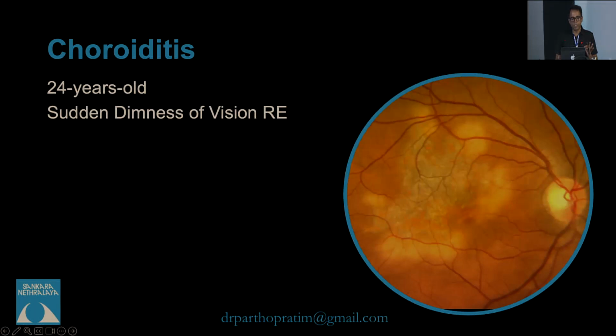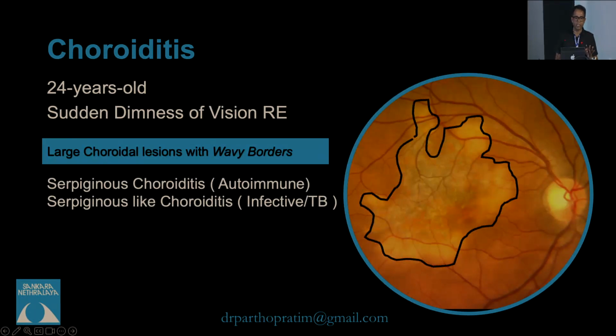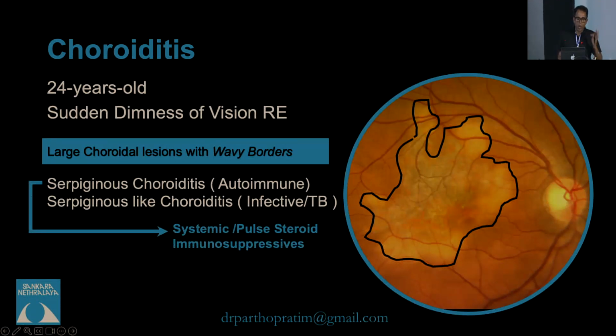Now, coming to a little bit about the choroiditis. When you are looking for the choroiditis, you have to understand that there are two varieties you need to know. One is serpiginous choroiditis, one is serpiginous-like choroiditis. Now, what is serpiginous-like choroiditis? You can see that geographical patch-like pattern here, and you need to differentiate between these two. Serpiginous-like choroiditis means that the secondary pathology is infection. For example, in India, the most common cause is tuberculosis, whereas the classic serpiginous choroiditis is autoimmune, and the classic treatment is immunosuppressives and pulse corticosteroid.